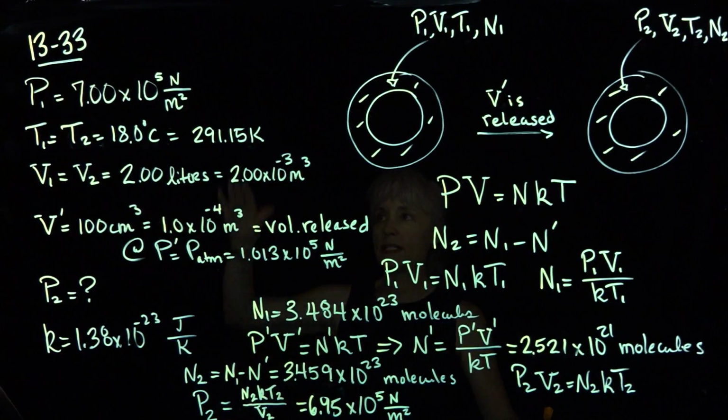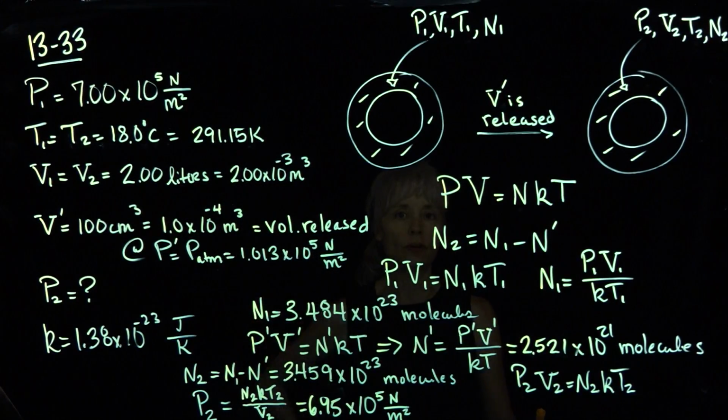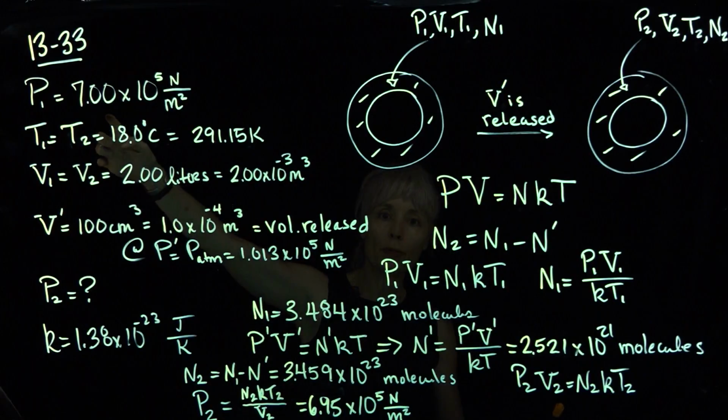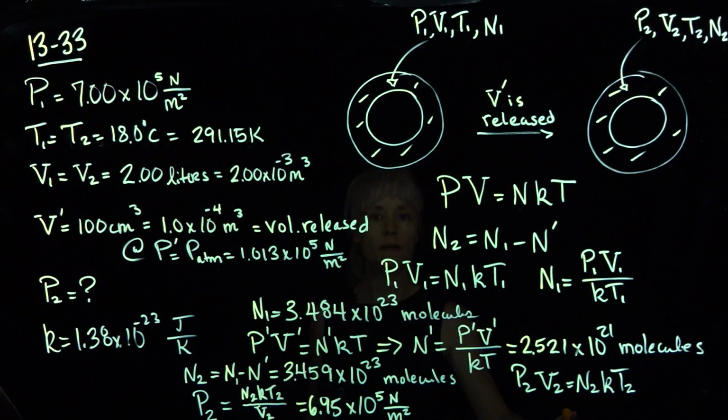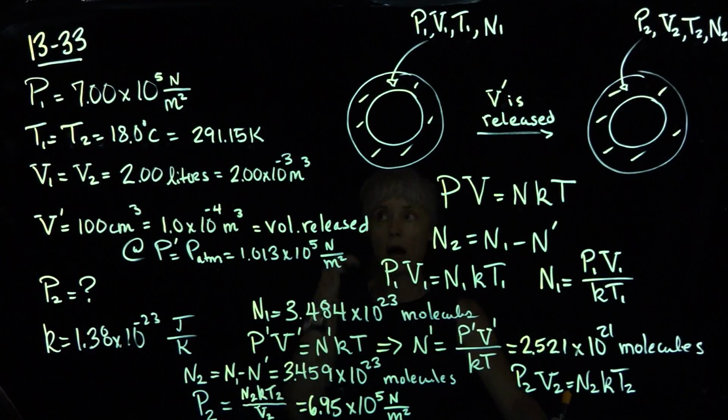So, what I've done is summarize this information over here on the left-hand side of the board. The pressure of the tire before we release the air is 7.00 times 10 to the fifth newtons per meter squared. We're not told that that's gauge pressure, so we're going to assume that that is absolute pressure, which is the pressure that we need to apply the ideal gas law.